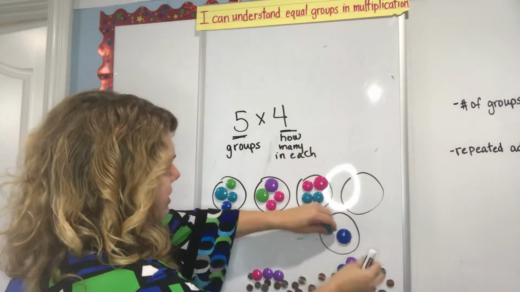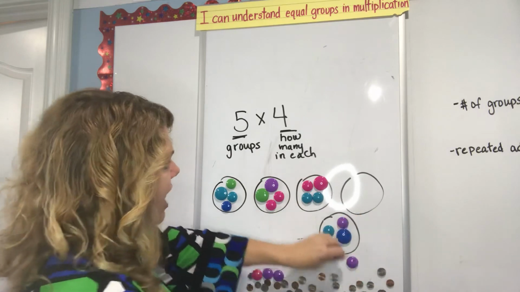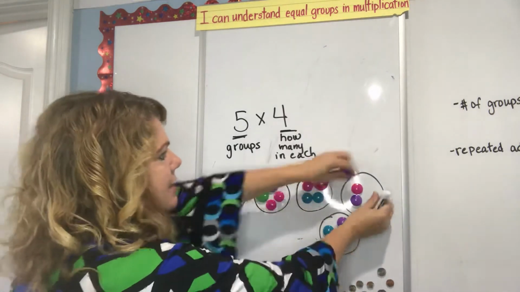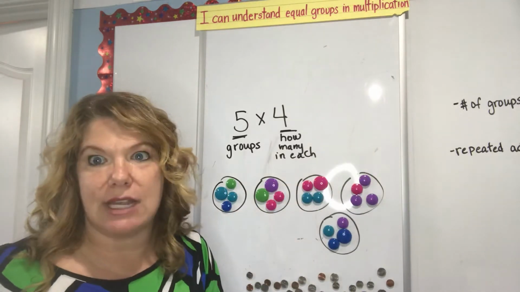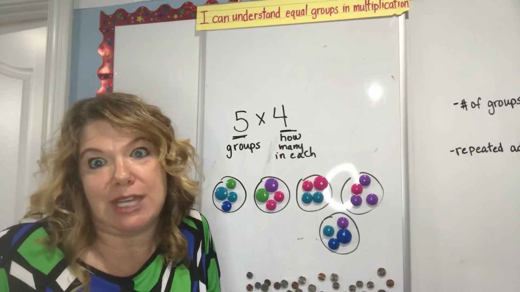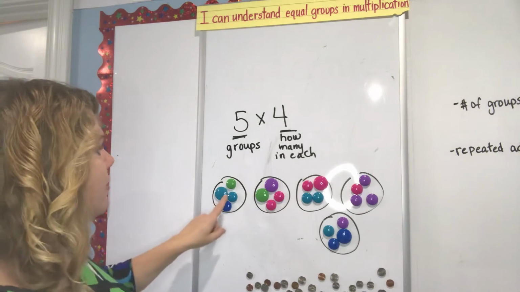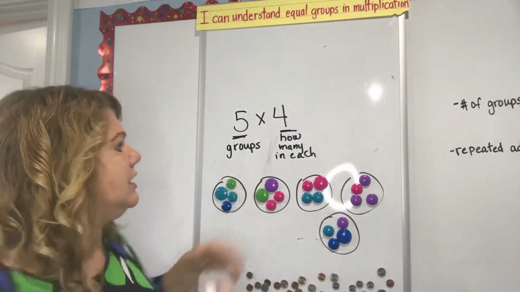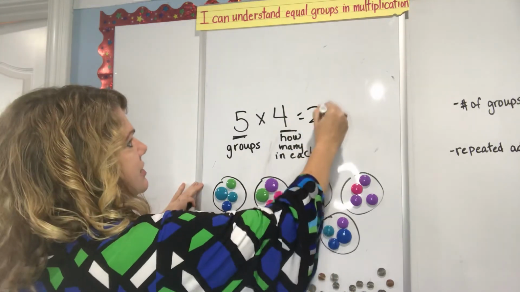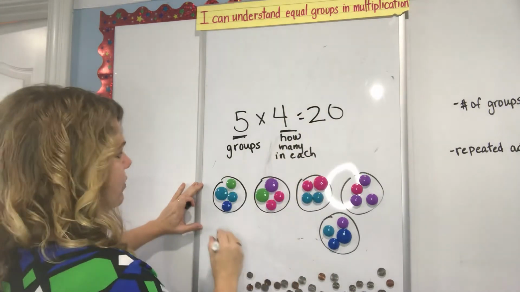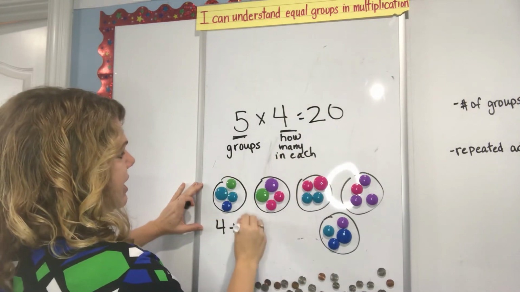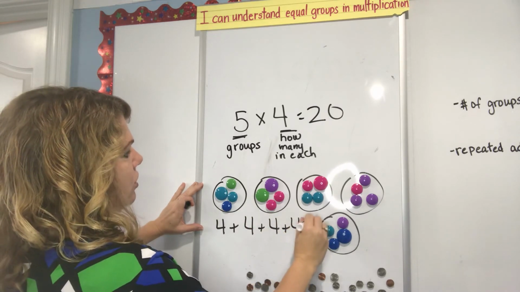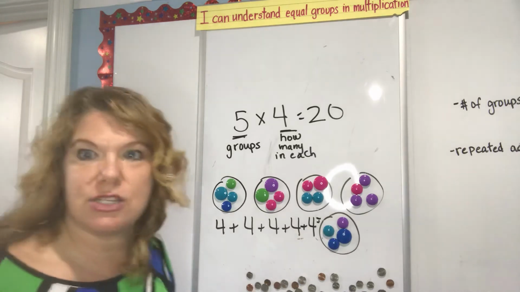And maybe you heard me say that earlier, that multiplication is the same as repeated addition. So you're adding over and over and over again. That's what multiplication is. So we would have 4 plus 4 plus 4 plus 4 plus 4 equals 20, just the same way 5 times 4 equals 20. It's the same thing. You're just adding over and over again, which is called repeated addition.